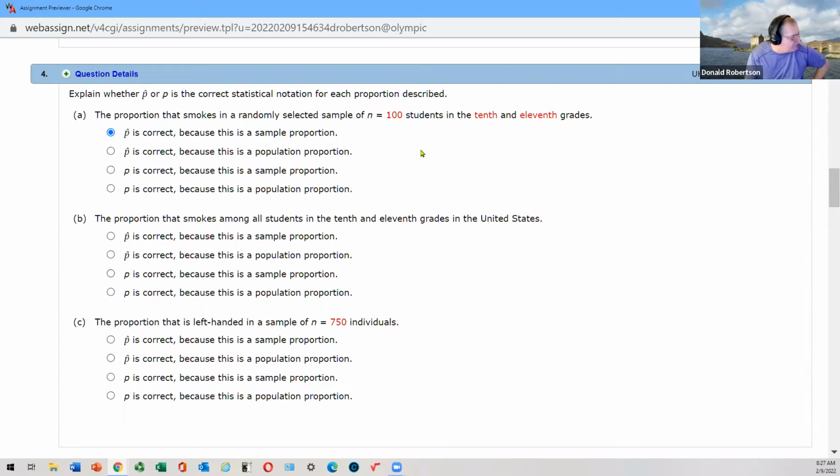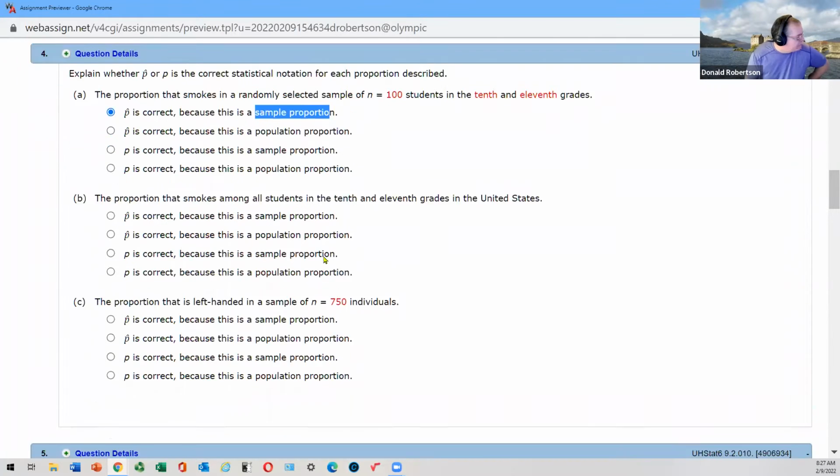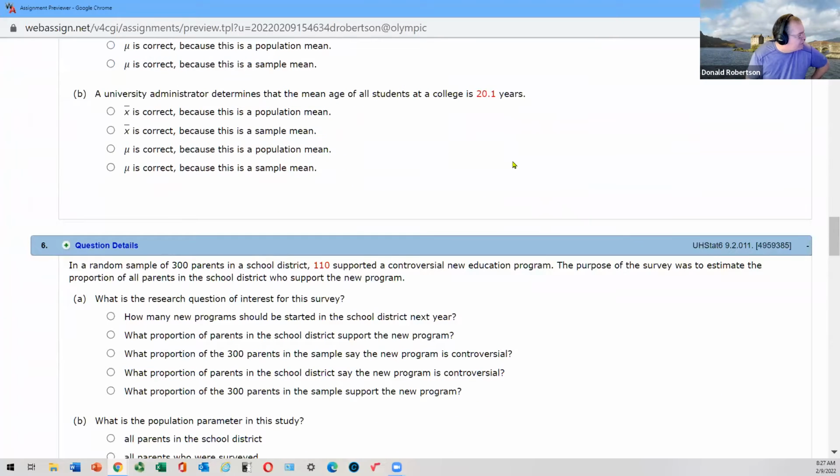And it's kind of hard to hide these questions, isn't it? Because isn't there probably going to be the word sample somewhere? Right. So it's correct, and it is a sample proportion, right?